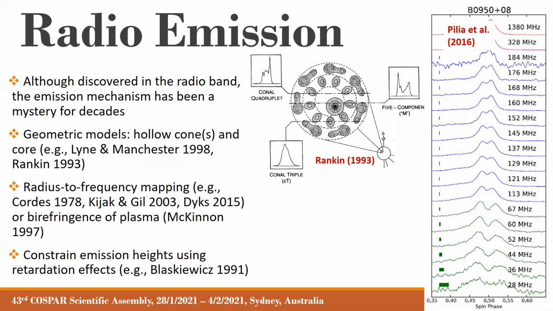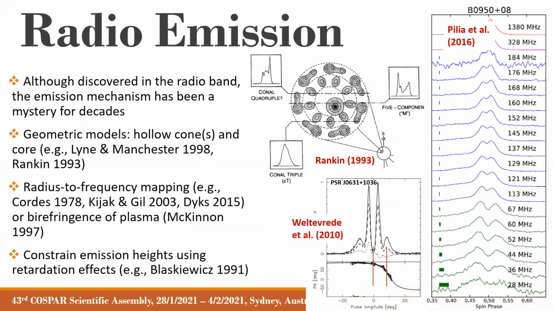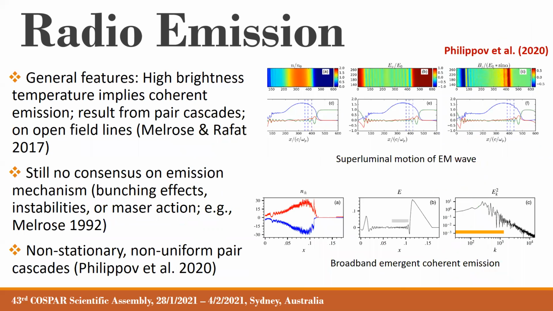So one can actually constrain the heights of the emission using different effects. This paper by Blaskiewicz shows that one can use a retardation effect and explain that the offset between the middle of the light curve and the middle of the steepest incline of the polarization angle curve will give a constraint on the emission height for the radio emission.